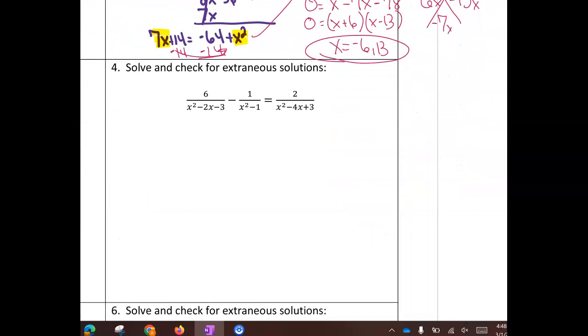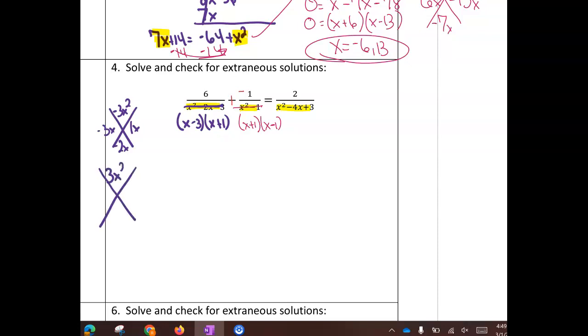So I do see subtraction, turning it into addition. I'm going to factor my denominators. None of these have a GCF, so just starting with the first one, I will need factors of negative 3 that make negative 2. So it's going to be 3x and 1x, simple factoring into x minus 3, x plus 1. All right, the next one, no GCF, but it is a difference of squares, so it will become x plus 1, x minus 1. And then the one on the right, I will need factors of 3x squared that make negative 4x, and that's going to be a negative 3x and a negative 1x. So that will turn into x minus 3 and x minus 1.